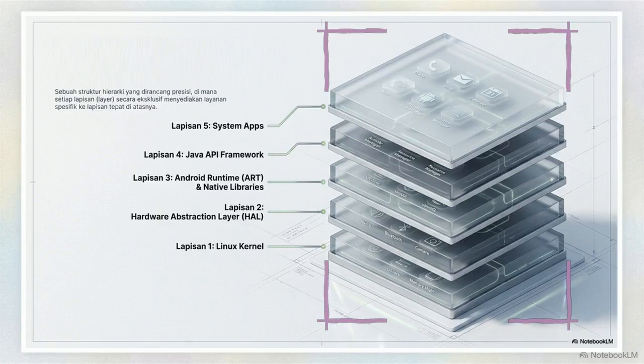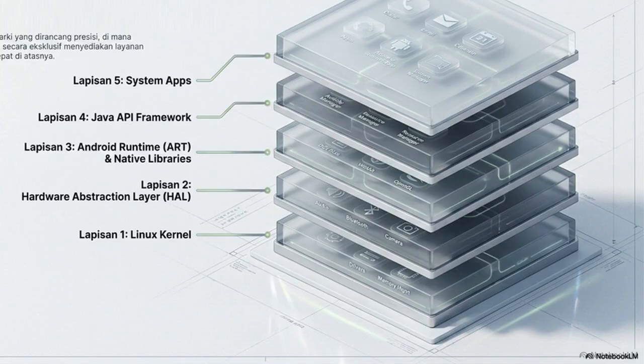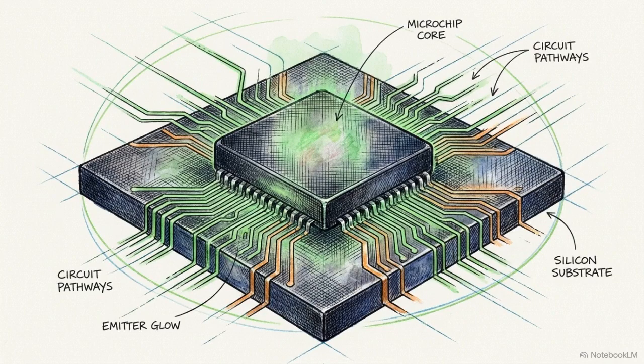This diagram illustrates the structural answer, a rigid, hierarchical 5-layer architecture. To understand how Android stabilizes thousands of hardware variations, we have to strip this stack down to the bare metal and build it back up. At the absolute bottom lies the foundation of the entire system, the Linux kernel.